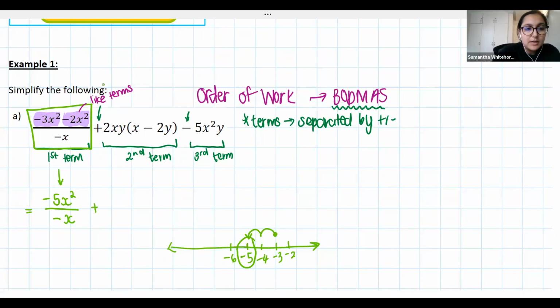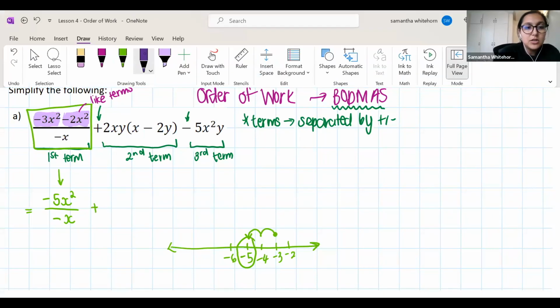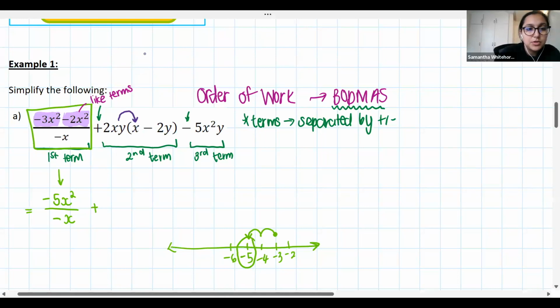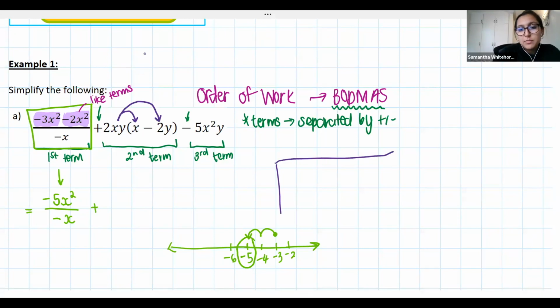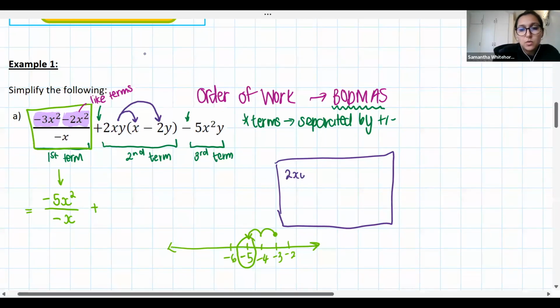If I now look at my second term, I see that I can distribute the 2xy to both terms. So if I do my little multiplication block for myself and I go and do my multiplication, I've got 2xy times positive x and 2xy times negative 2y.